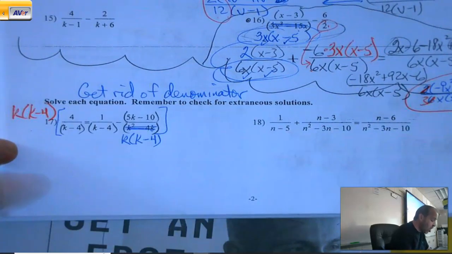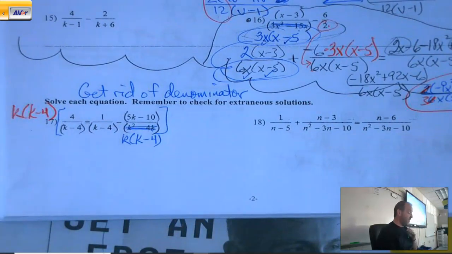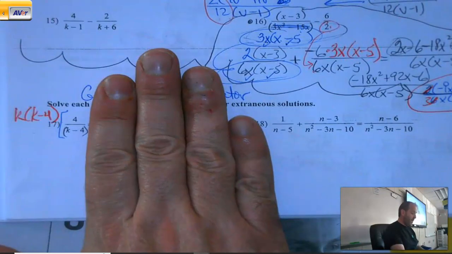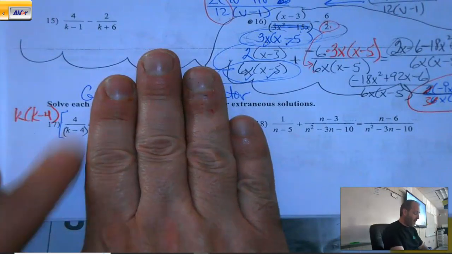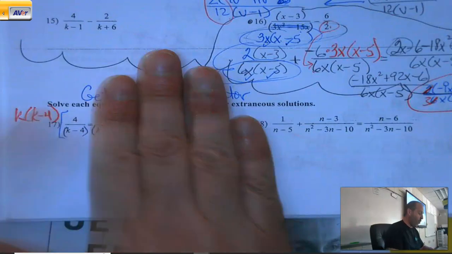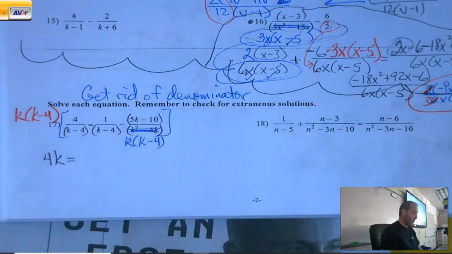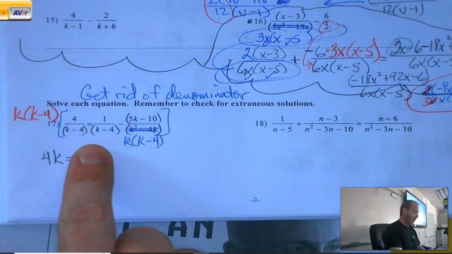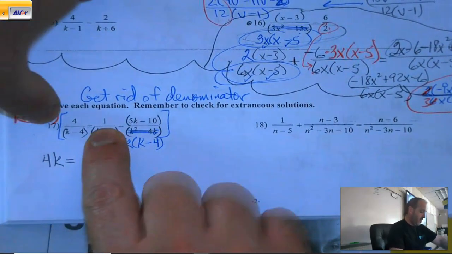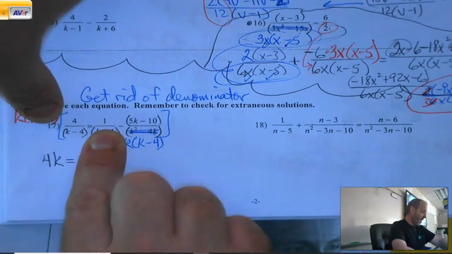And now it's your call on how you want to do this. I still say it's easiest if you just look and go, okay, the k minus 4s cancel. Whatever isn't covered at this point is what I need, which is the k and the 4. So 4k equals, I go to the next fraction. The k minus 4s cancel. I have a 1, I have a k.